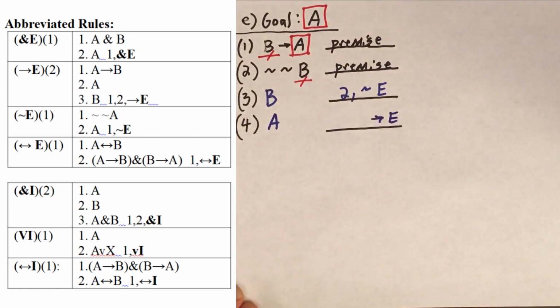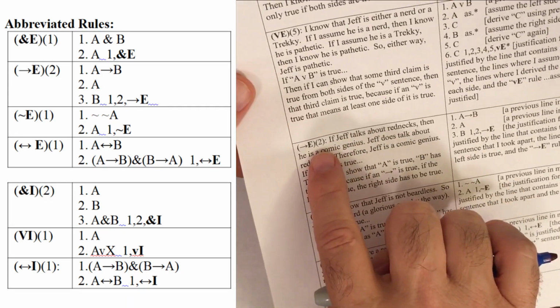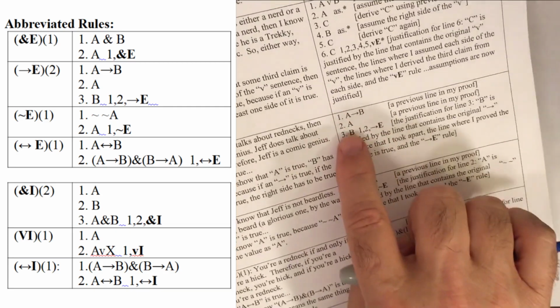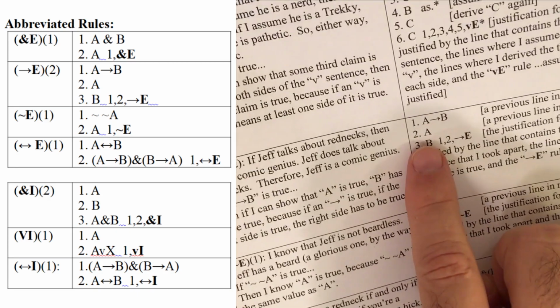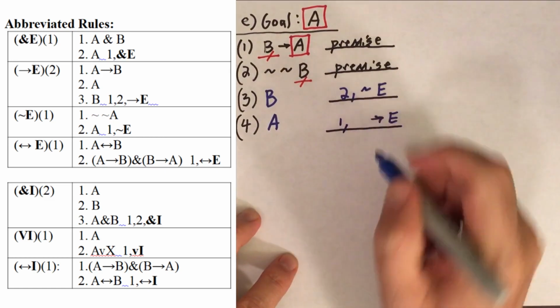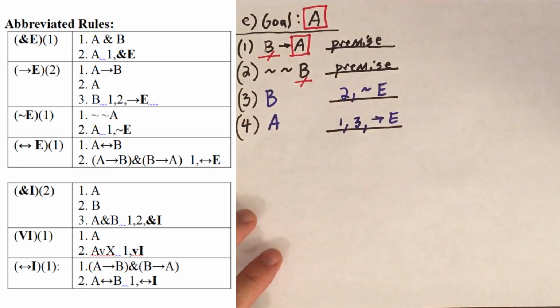How many lines of justification are required? Again, we could look at our rule sheet. We look. Conditional elimination requires 2 lines to justify it. It requires the conditional you took apart and where you prove the left side. So I took apart the conditional in line 1 and I proved the left side in line 3. You have now done your first proof.